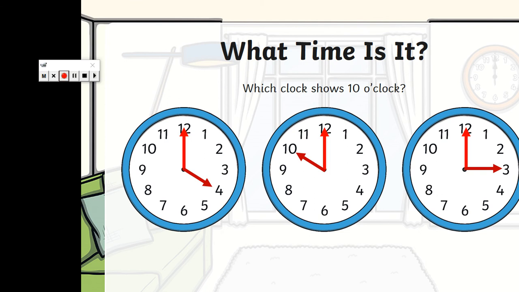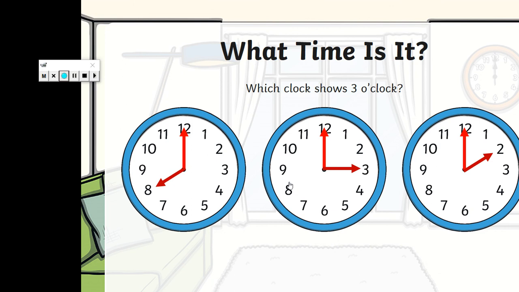If you've spotted it, make sure you point to it as we're going through. It is this clock. Well done. The one that is pointing to 10. Excellent. And which of these clocks shows 3 o'clock?